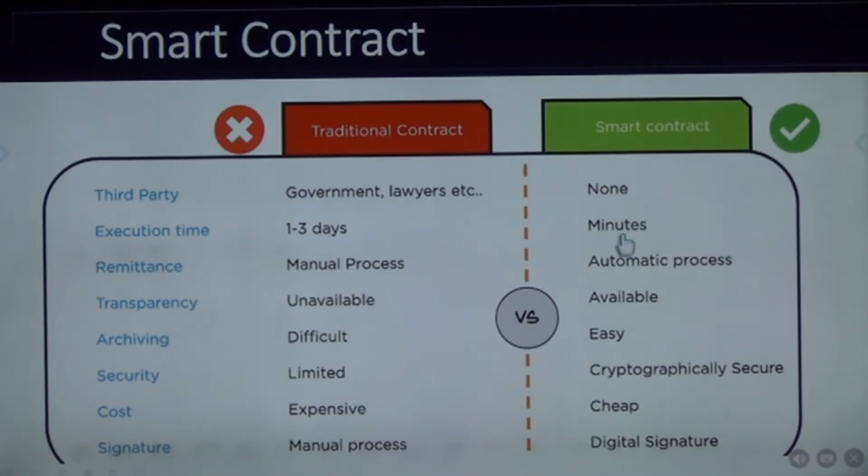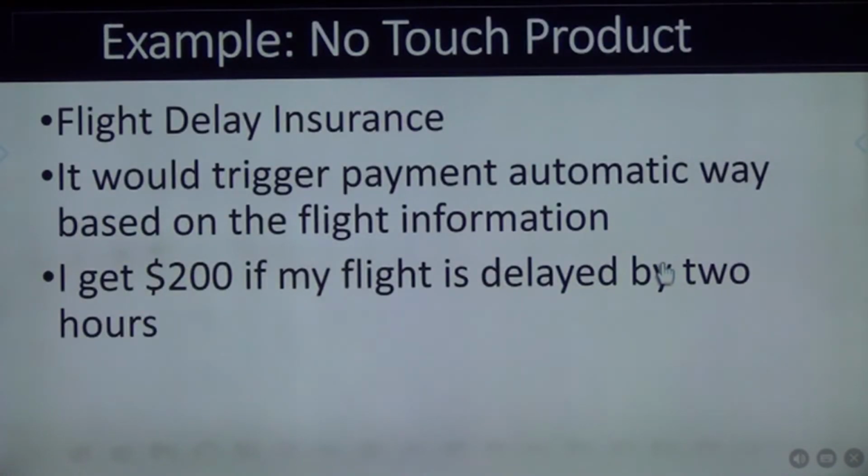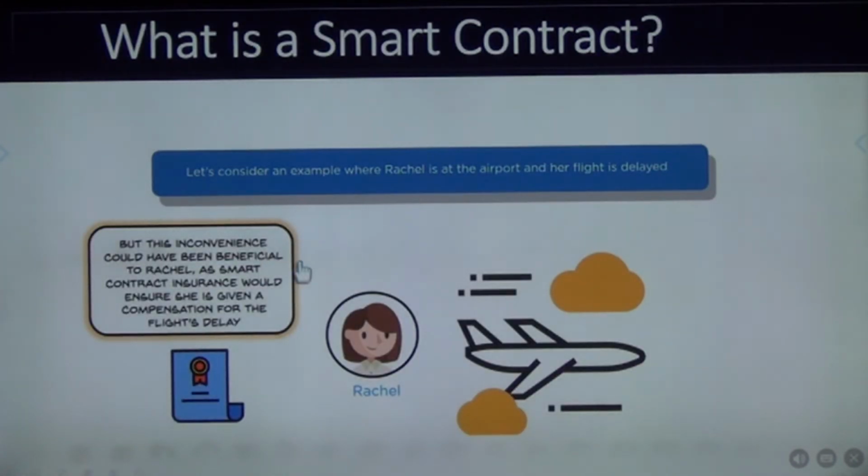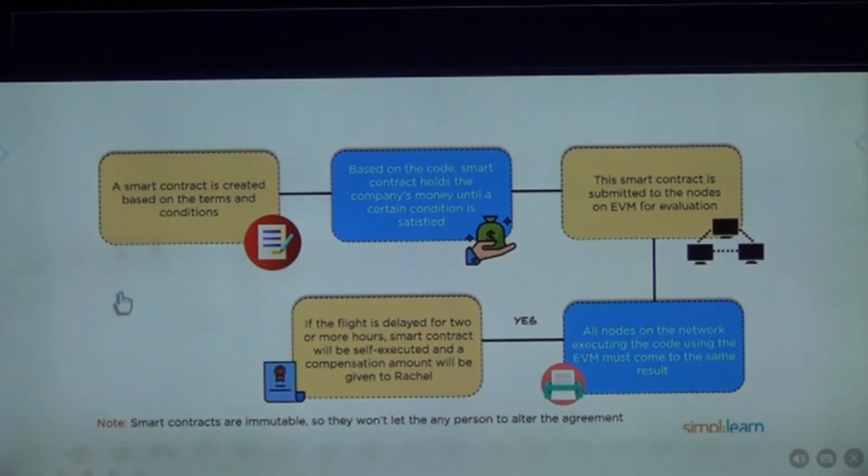So we know the smart contracts are automatic, we have seen all of that, they are cryptographically secure. We discussed this actual example which remained deployed for many years. It was flight delay insurance using a smart contract, and I think it was on Ethereum. That will trigger payment automatically based on the flight information, and you get about $200 if your flight is delayed by 2 hours. So this is easy, it gets transferred to your bank, okay. So this is basically the smart contract.